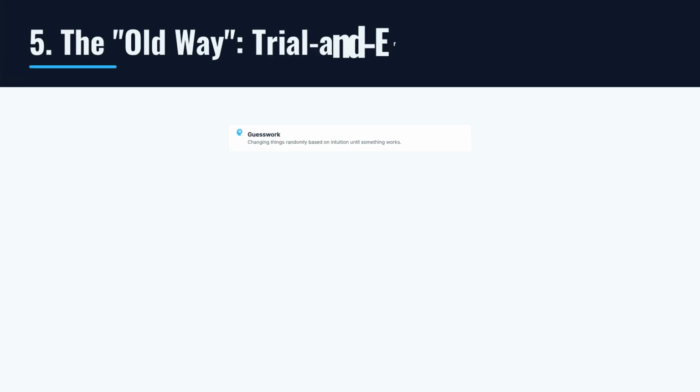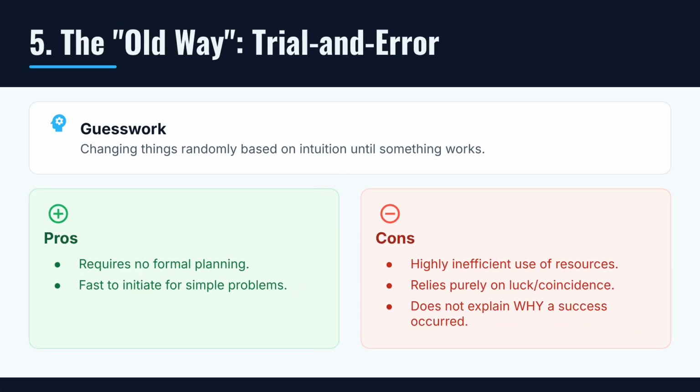The old way of experimentation is trial and error, which relies on guesswork. While it's fast for simple problems and requires no formal planning, it is highly inefficient and relies purely on luck. Critically, it doesn't explain why a successful outcome occurred.